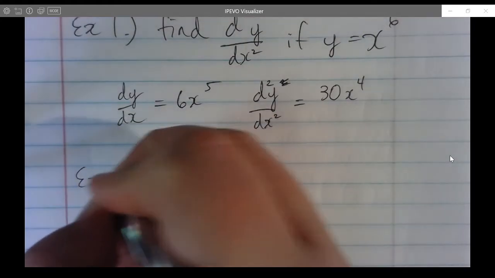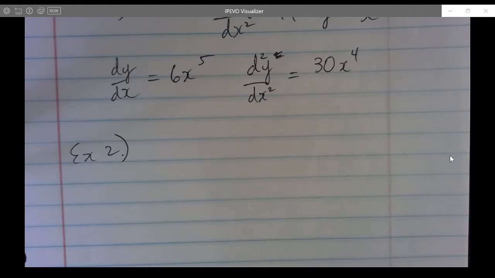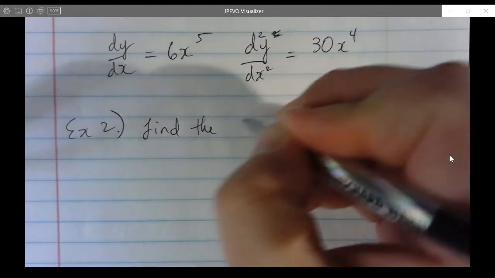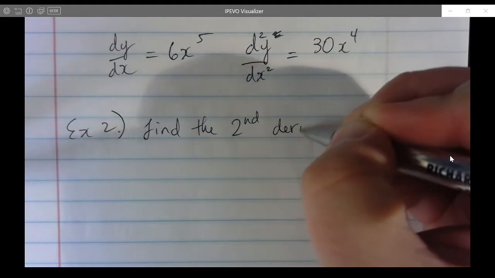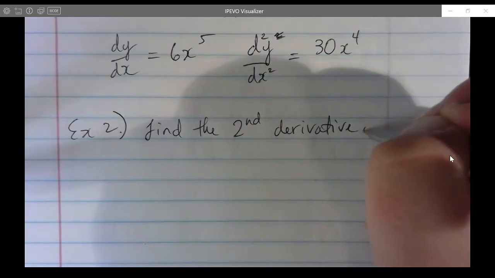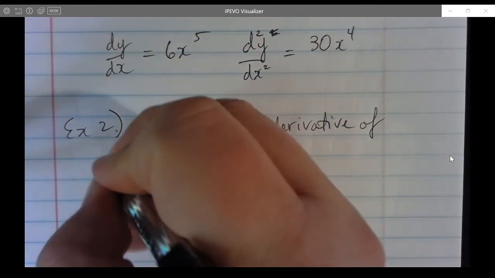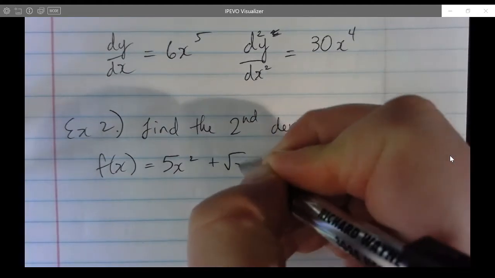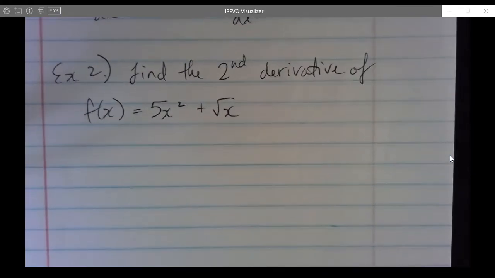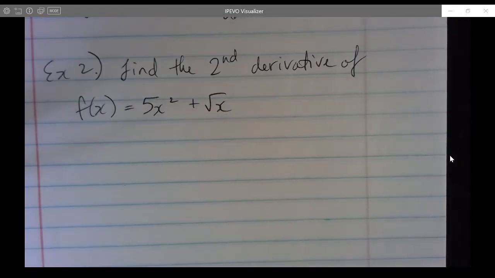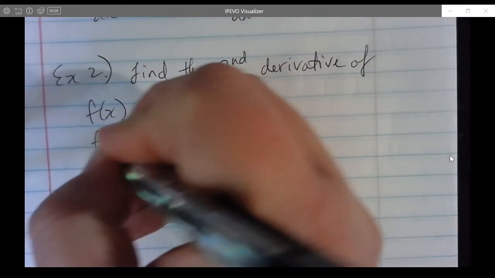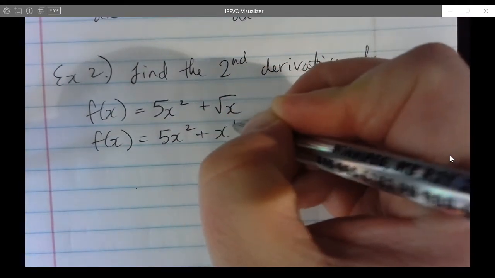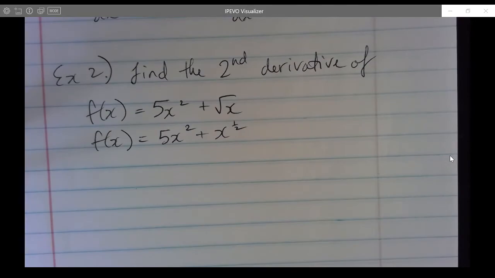Example 2, something maybe a little more challenging, and worded differently so you get used to different wordings. Find the second derivative of f of x equals 5x squared plus the root of x. Okay, what's our first step when we're encountering a radical? We change it to a fractional power. There we go. So there's step 1.